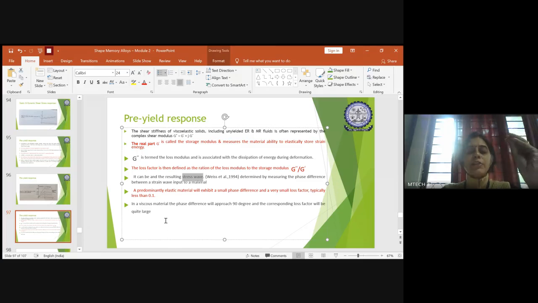So in that condition, when it is a highly viscous material, the phase difference will approach 90 degrees. There will be a huge phase difference in a viscous material, and in that case the loss factor obtained will be quite large. So you should understand when the loss factor will be high and when it will be low. The loss factor will be higher when the phase difference is higher, and when the phase difference is low, the loss factor will be low. This is what you have to understand.